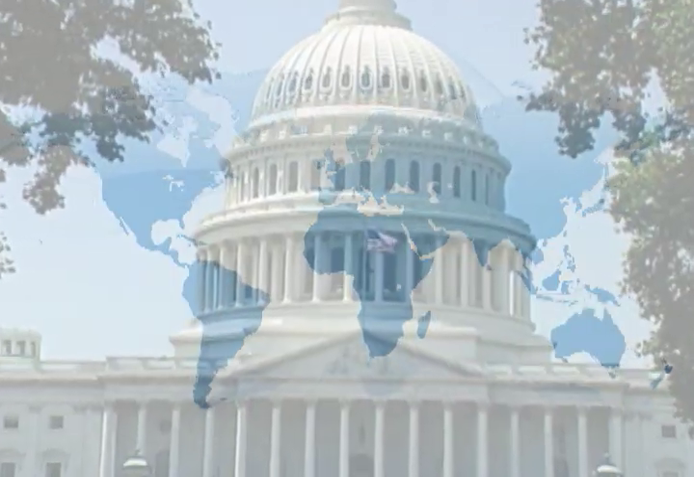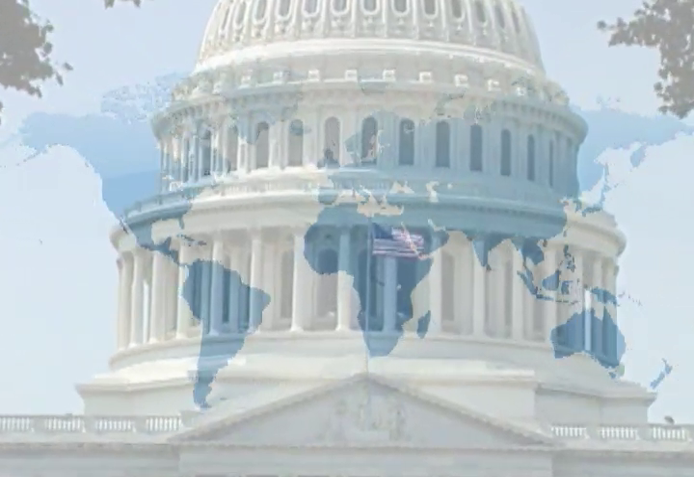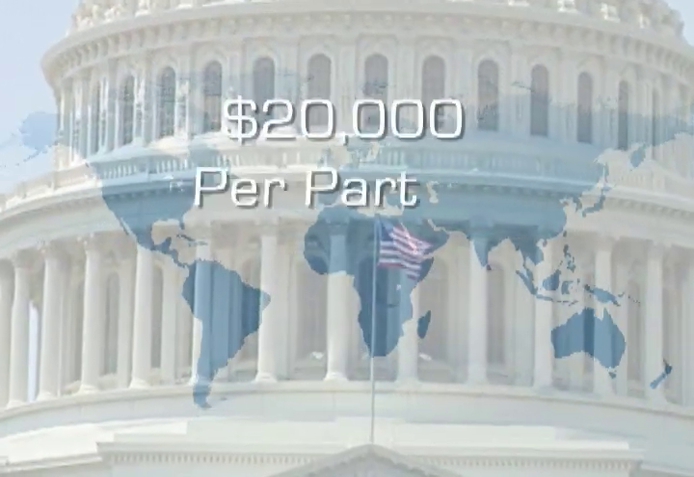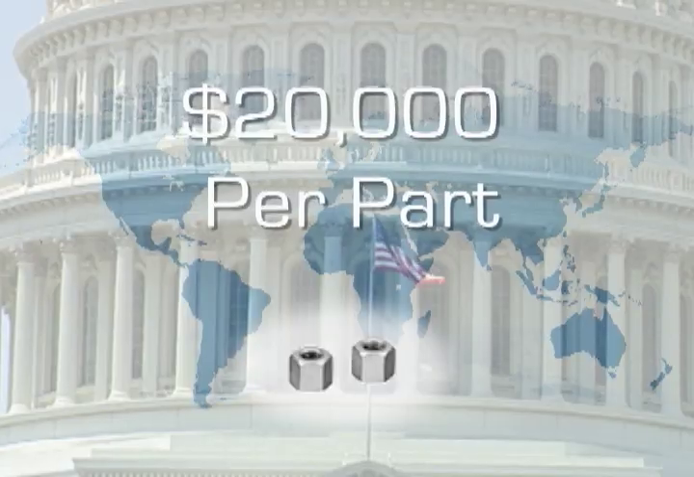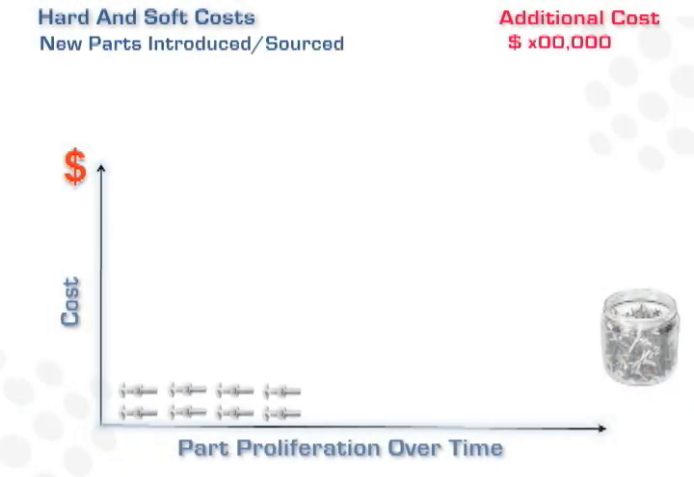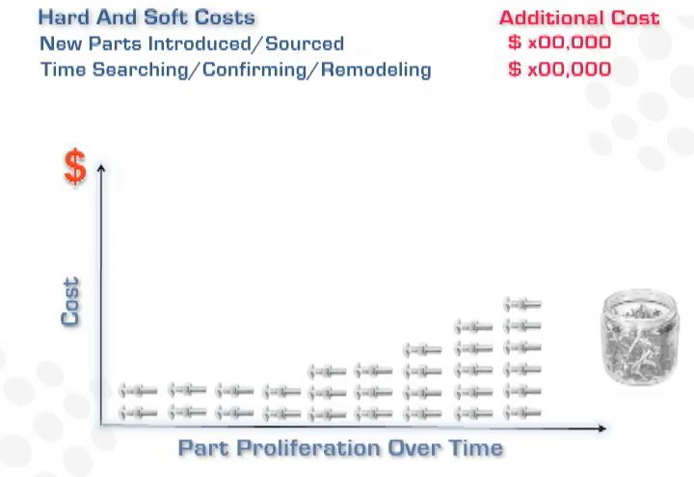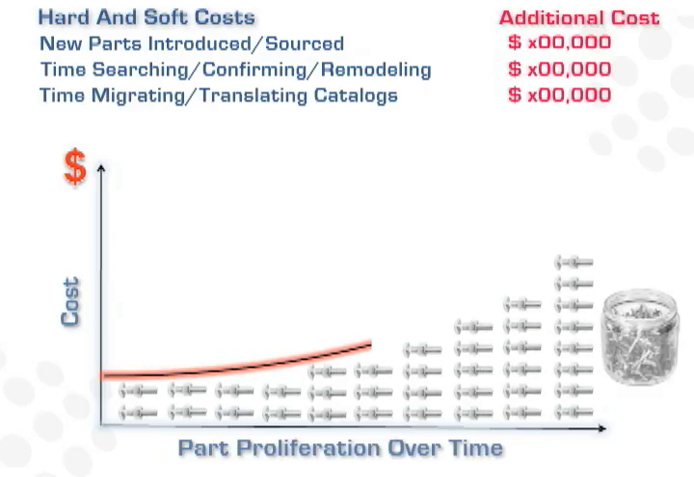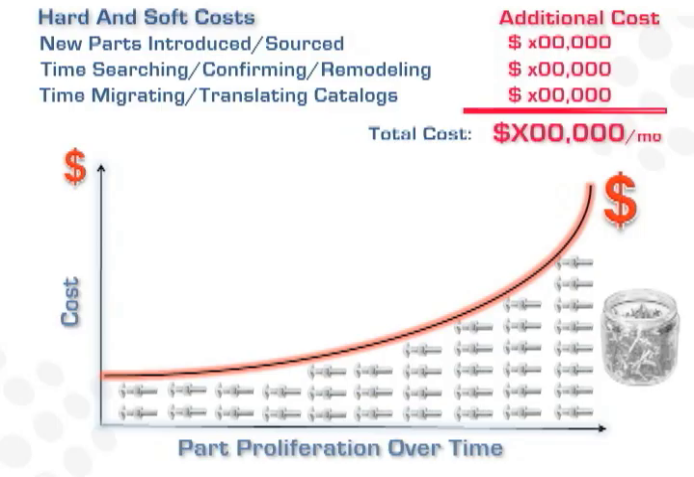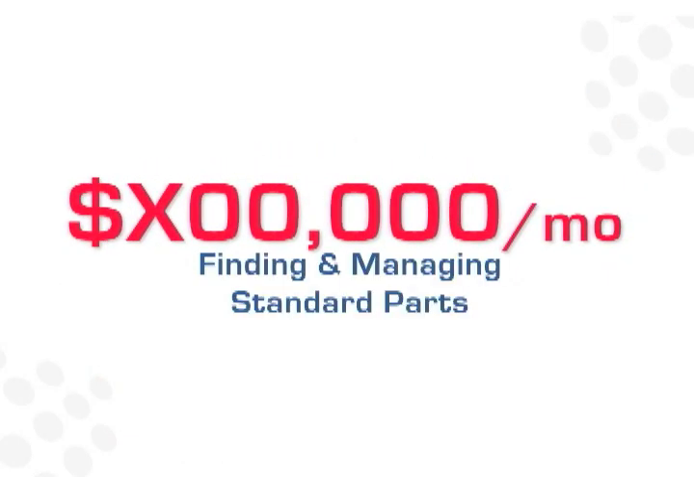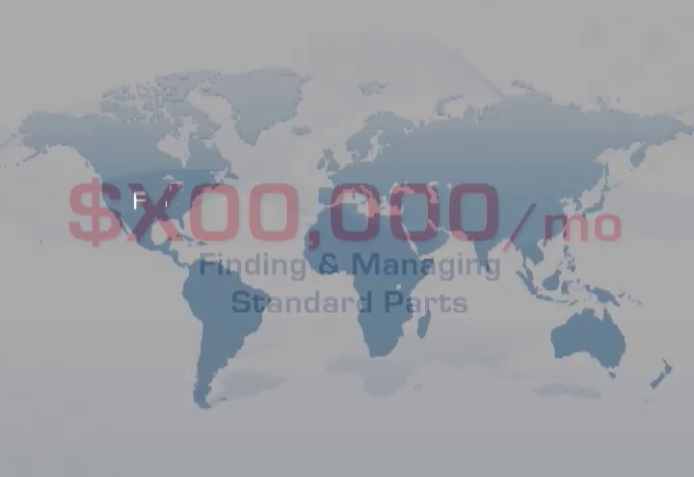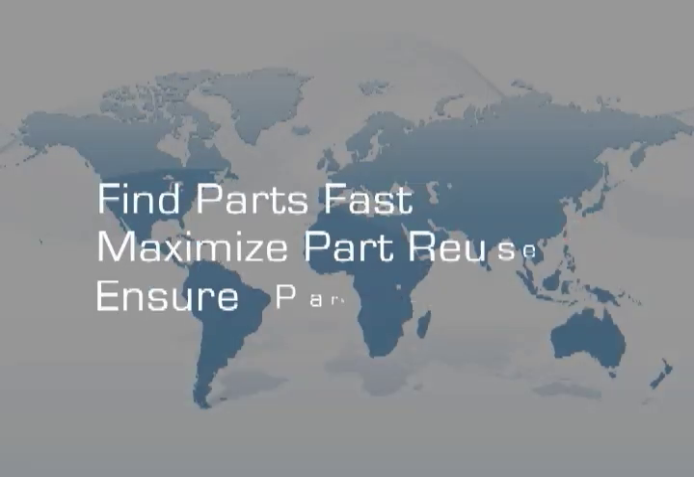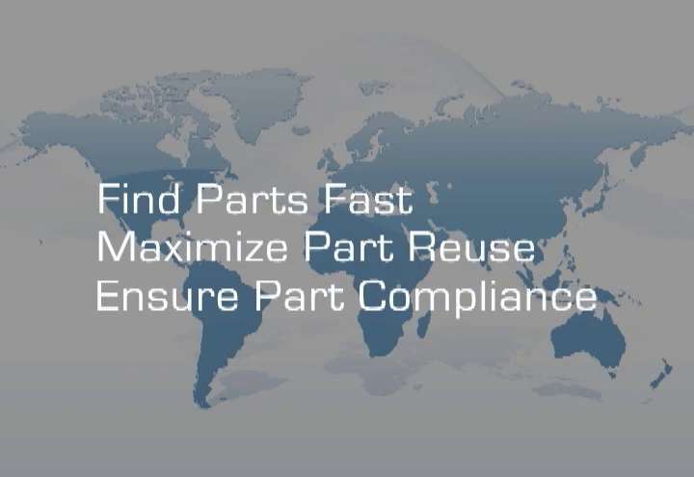The U.S. Department of Defense estimates that each new part introduced into a new product development cycle costs $20,000 per part just to manage it over its life cycle. So when we add the hard dollar cost required to source and manufacture new standard parts to the soft dollar cost of designers wasting time searching, remodeling, migrating, and translating standard parts, your development costs can skyrocket to hundreds of thousands of dollars per month. To achieve success in a highly competitive global marketplace, you can no longer afford to remodel standard parts or waste time managing them. You need to find parts fast, maximize part reuse, and ensure part compliance.